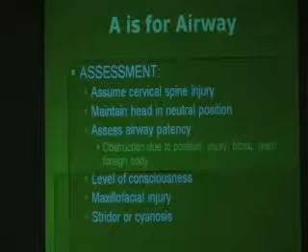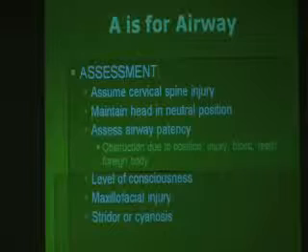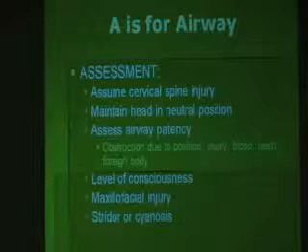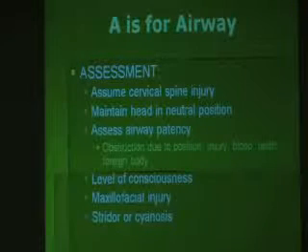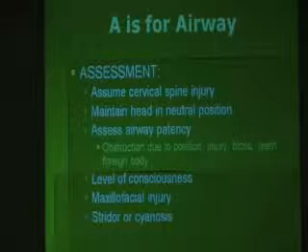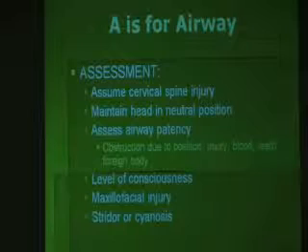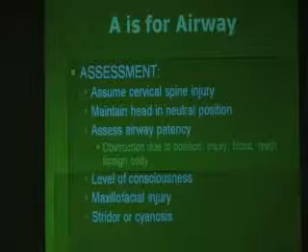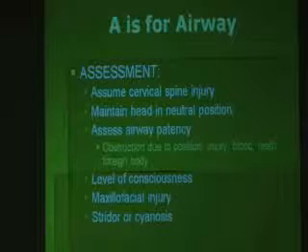So most of these kids, if they're obtunded and you're thinking about intubating them, I always assume, just like an adult patient, that they have a cervical spine injury. And we'll talk a little bit about cervical spine injuries because that does differ in the pediatric patient compared to the adult patient. So you want to make sure that you hold their head in neutral position. You want to look for any obstruction before intubating them. Make sure you clear all the vomit or blood out of the airway. Make sure there's no foreign bodies in there. And you want to think about their level of consciousness. If they have a maxillofacial injury, you're going to have a harder time intubating them, and you're going to have to be very careful. And then you want to see if they have stridor or cyanosis with that.